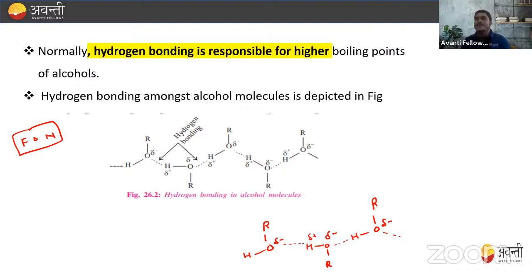Why only these three elements? Because these three elements only have a more electronegative value than hydrogen. So only these three elements, that is F, O, and N, have the capacity to form hydrogen bonding. So here we have O, and that's why hydrogen bonding will be formed, right? In the case of HF, in the case of NH3, we get the hydrogen bonding.